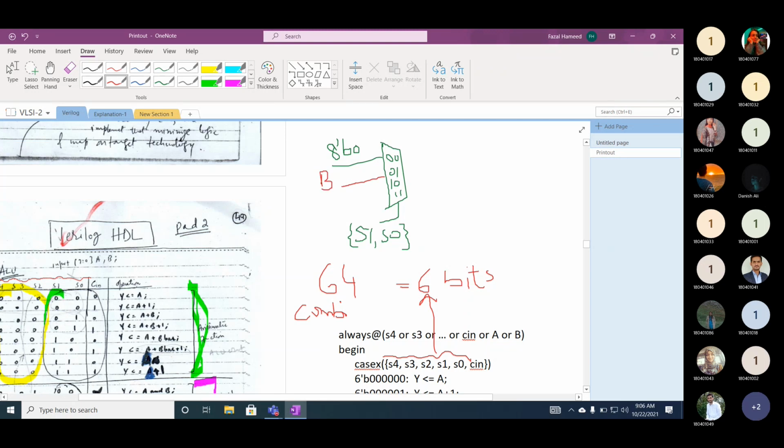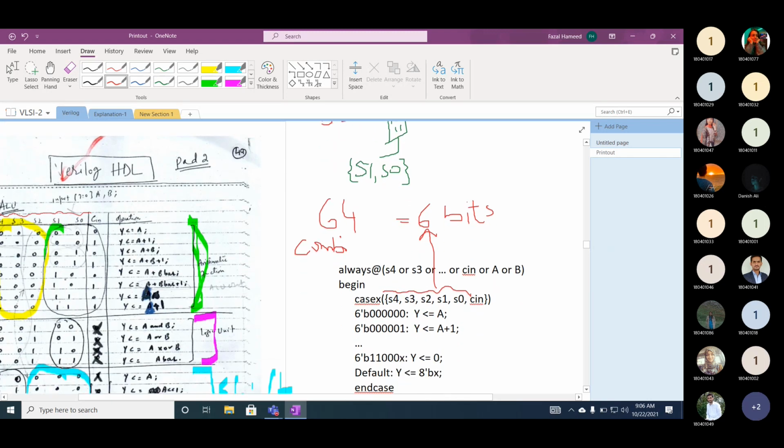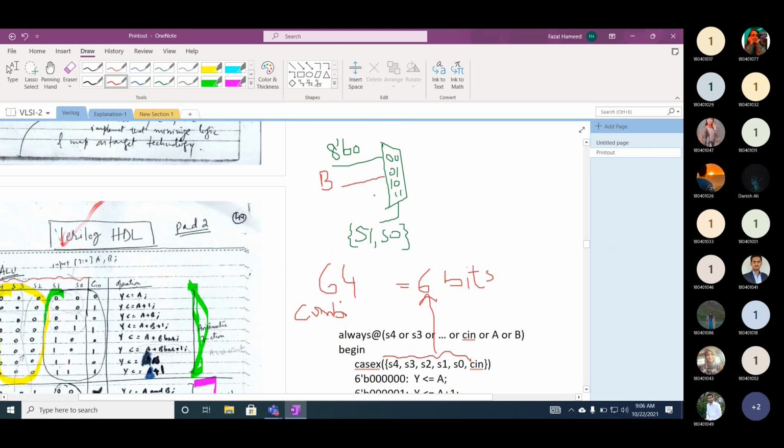B. And when it's 1 0, B bar. And for 1 1, Y is equal to A. And for the second one, Y is equal to A plus 1. Yes, it will be 0.